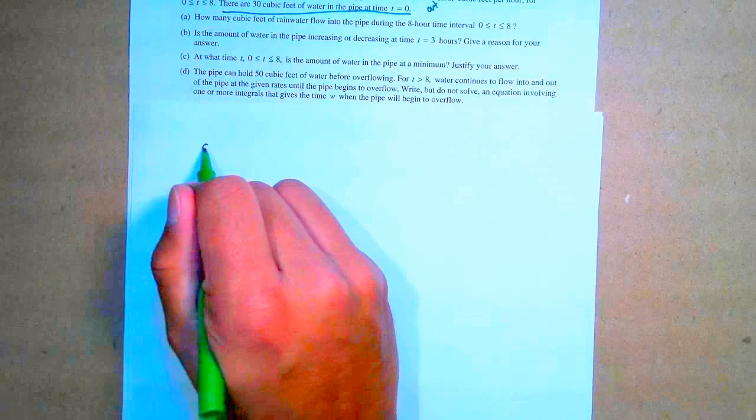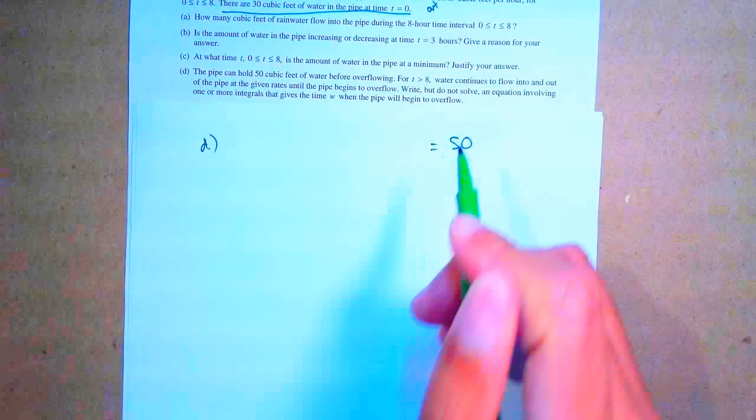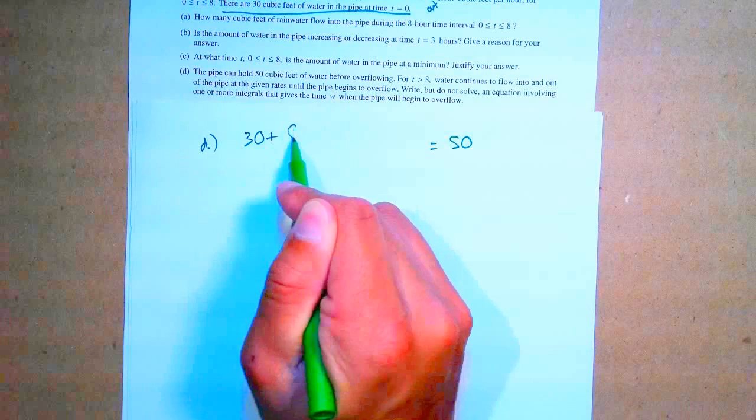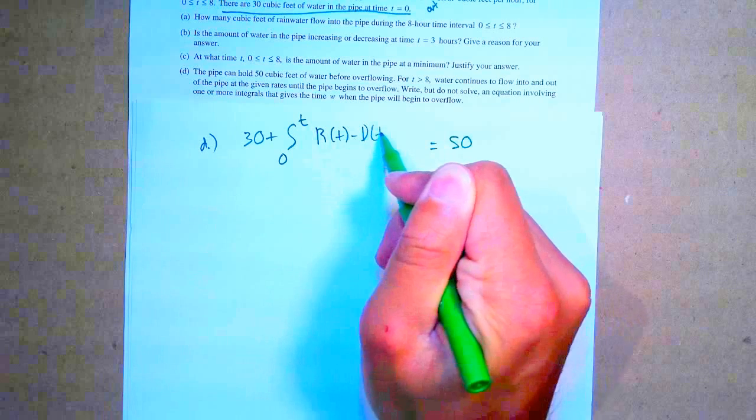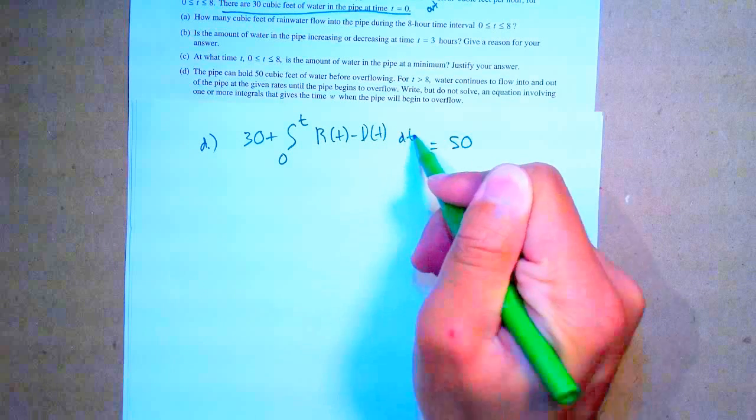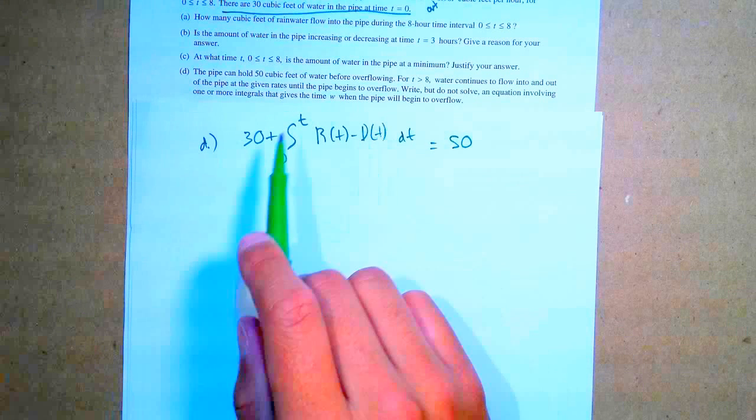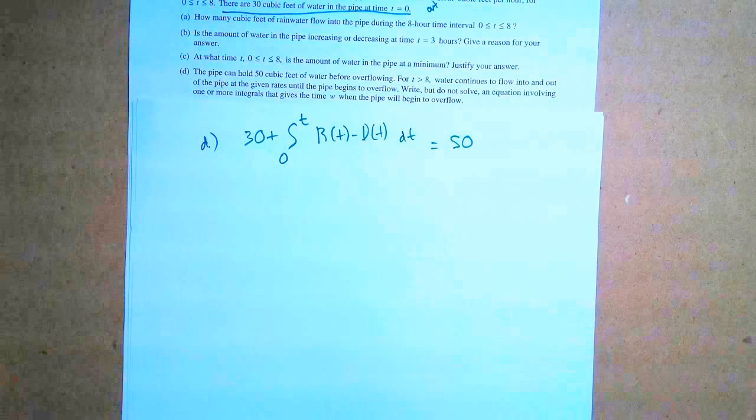So the first thing we need to figure out is, when does it equal 50? So we know that this is equal to 50. We want to figure out the time when it's going to overflow, so that's 50 or more. Once you have that, think about how to find the equation for the amount of water in the pipe. Well, that's exactly what we did in C. We said the original amount, 30, plus the integral from 0 to some t, which is going to be the number of hours, of R of t minus D of t with respect to dt. And that's my answer. When this entire thing is equal to 50, that's when it's going to start to overflow.